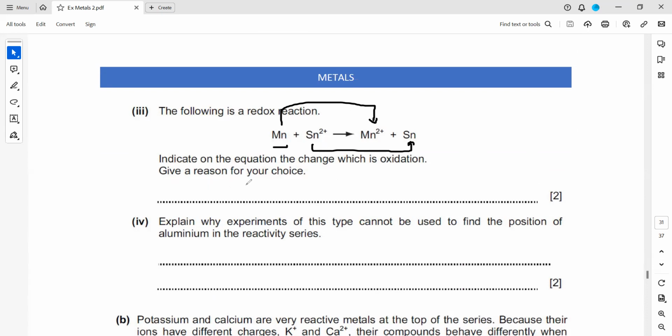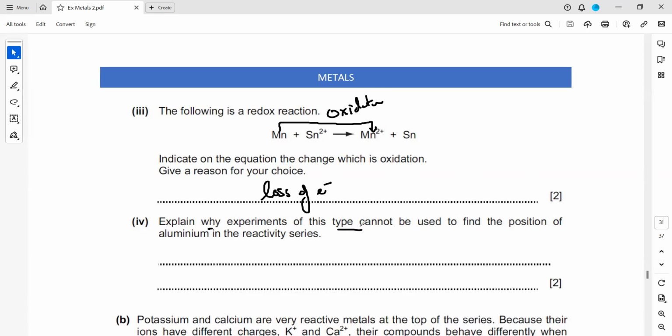Oxidation is a loss of electrons, and give a reason for your answer. So when Mn changes to Mn plus 2, this change is oxidation. They mention to indicate on the equation, so you will draw an arrow from Mn to Mn plus 2 and say this change is oxidation. And why? What is the definition of oxidation? Oxidation is a loss of electrons. So because there is a loss of electrons, this change is called oxidation.